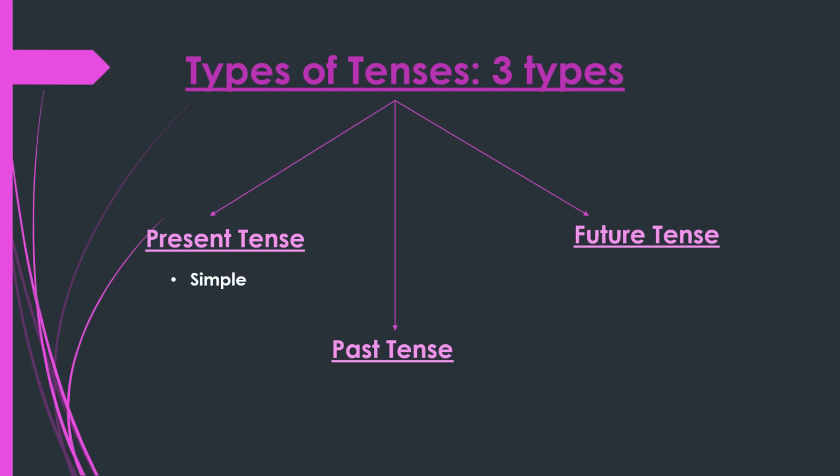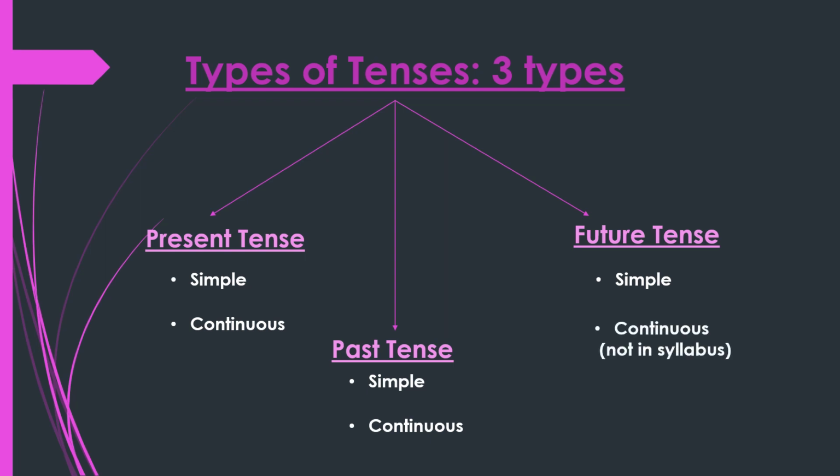In the present tense, we learnt about the simple and the continuous tense. In past tense also, we learnt about the simple and the continuous tense. In future tense today, we are going to learn about the simple future tense. Remember children, future continuous tense is not a part of our syllabus in Form 4. You will learn about this in Form 5. So in today's video, we are going to learn about simple future tense only.